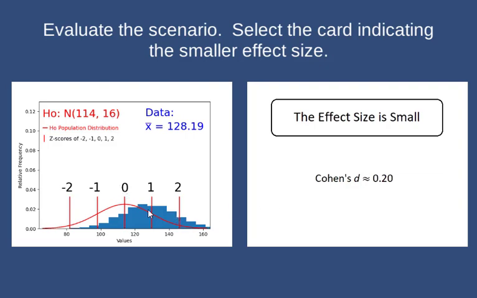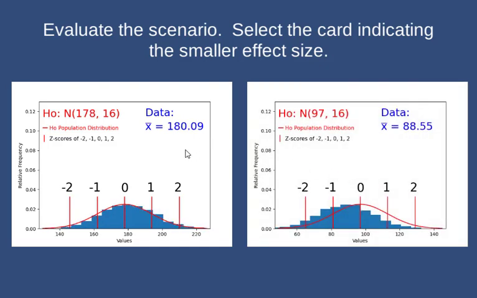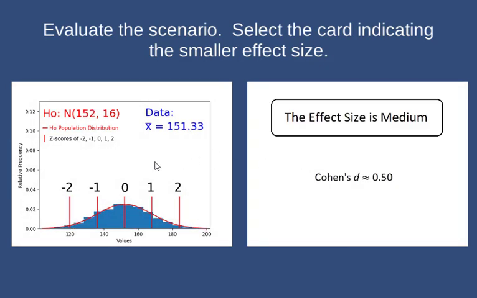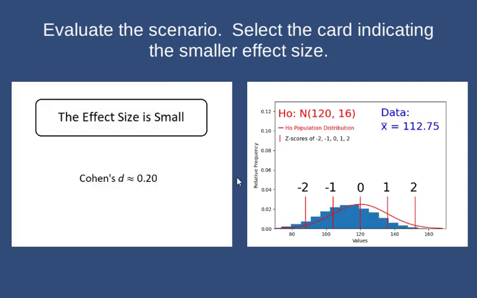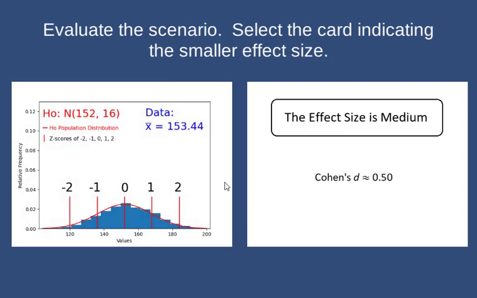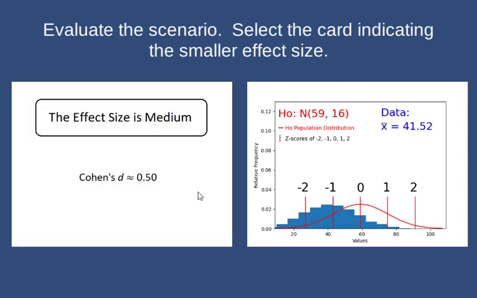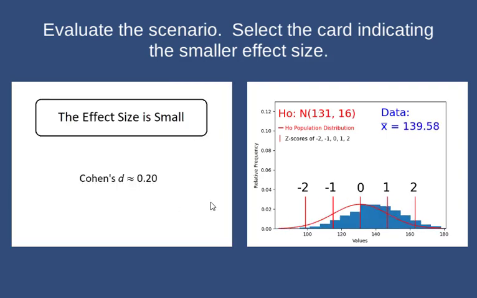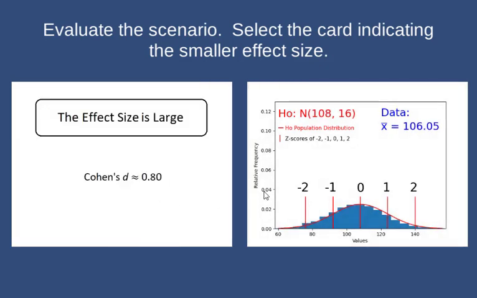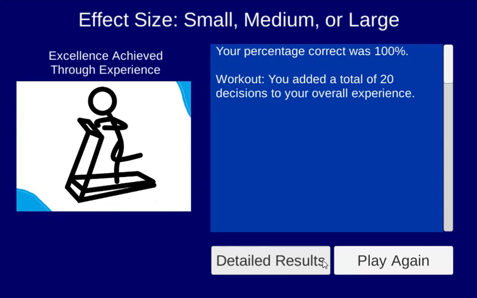Looking at visually, in this case the sample mean is about 1 standard deviation above the population mean, so about Cohen's d of 1, versus the scenario on the right, a Cohen's d of 0.2. So we picked the scenario on the right as being the smaller of the effect sizes. And so just using that logic, you can go through and complete the activity. And there we go. Good luck.